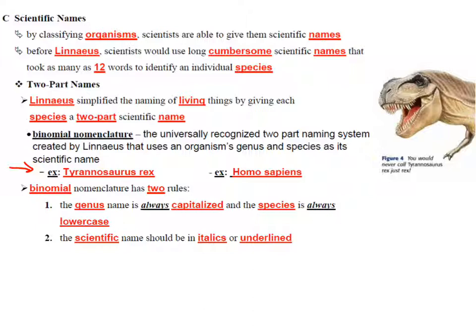All right, that is it for pages 7.1 and 7.2 of our Unit 7 notes on classification.